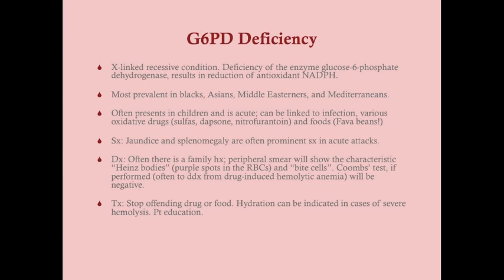The treatment is going to be to stop the offending drug or the food, or to treat the infection, preferably with not one of these oxidative drugs, of course. And hydration can be indicated in cases of severe hemolysis. Of course, you're going to want to educate the patient, make sure that they're aware of their G6PD deficiency, and especially if they're Mediterranean, aware of foods that they shouldn't be eating.